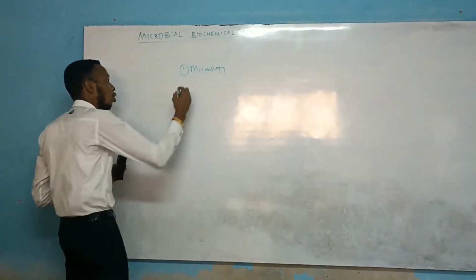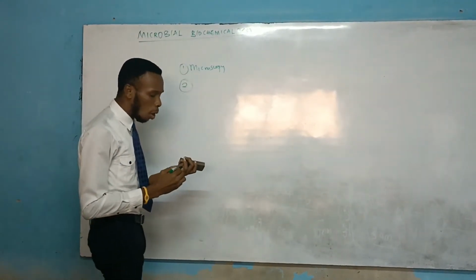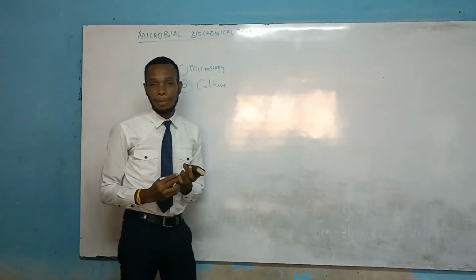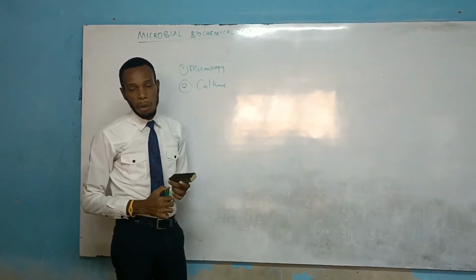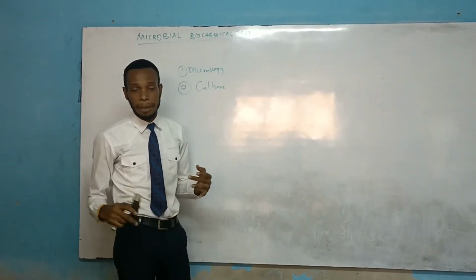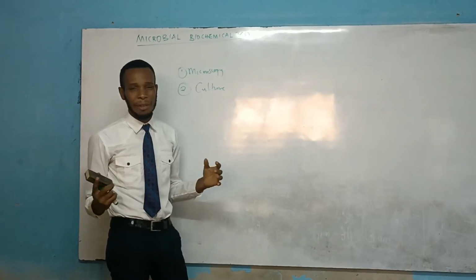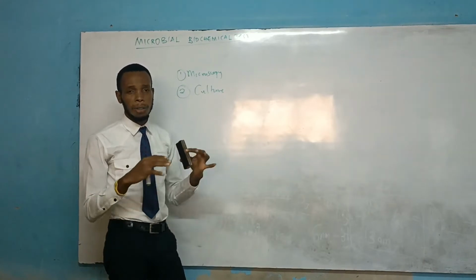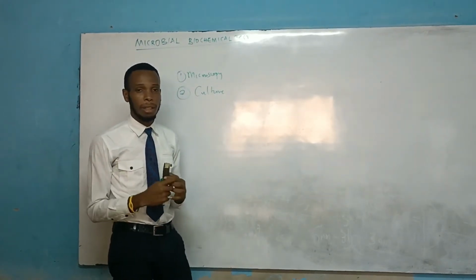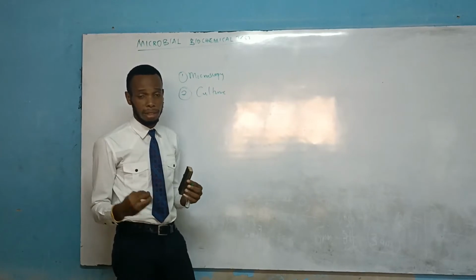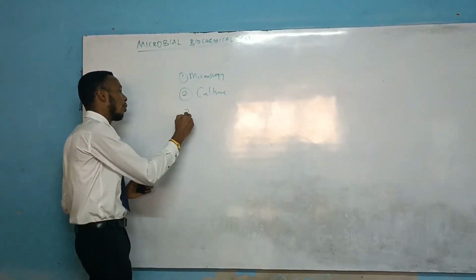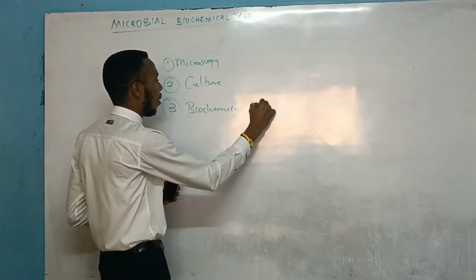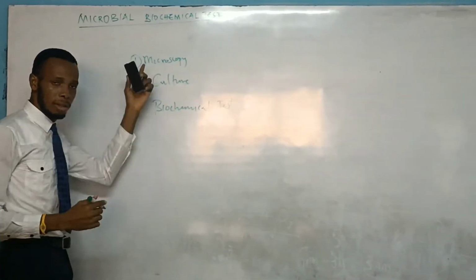Another thing that we can do is culture the organisms. We can culture them on specific culture media, whereby we have the differential media, the selective media, and even the enriched media. All these media are available so that we can grow some of these organisms in the lab. The third one, which is the biochemical test, we will go into in detail in this video.